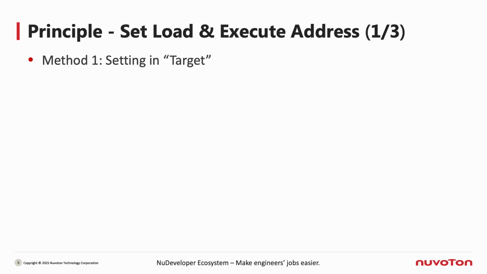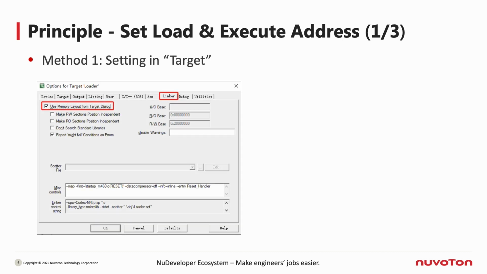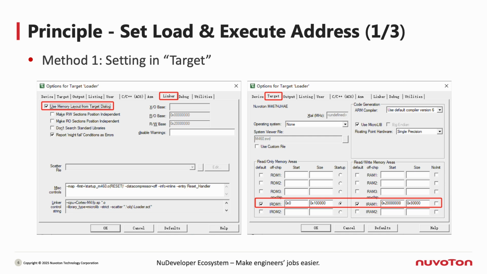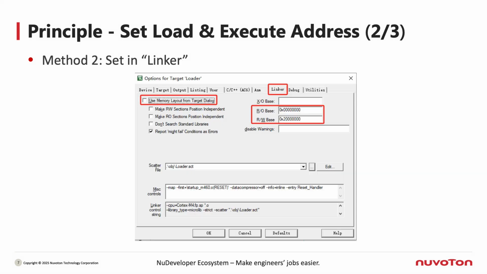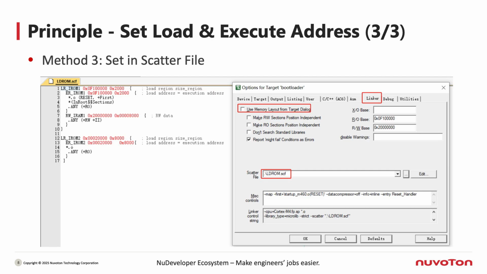Next, let's talk about how to set the load and execution address. The first method is to set it on the target page. First, select the Use Memory Layout from Target Dialog option in the linker page. Then, set the starting address and size of ROM and RAM in the target page. The second method is to set it directly in the linker page. The third method is to use a scatter file to define the loading and execution address. Select the option to load files separately in the linker page. The definition of the scatter file is shown in the figure.